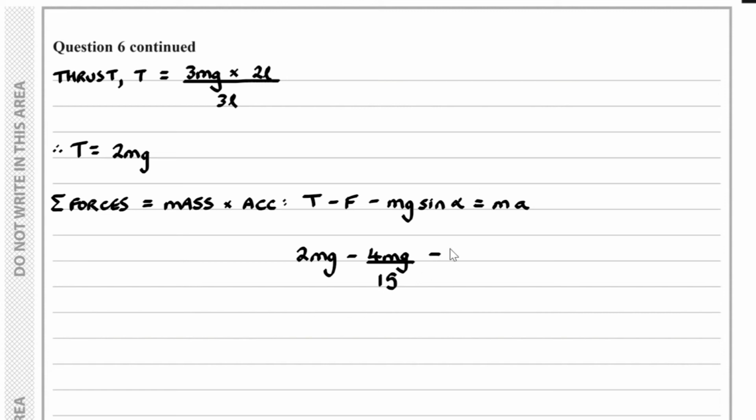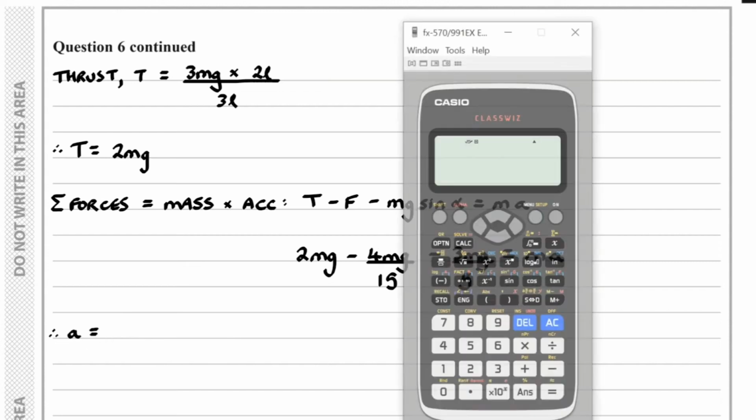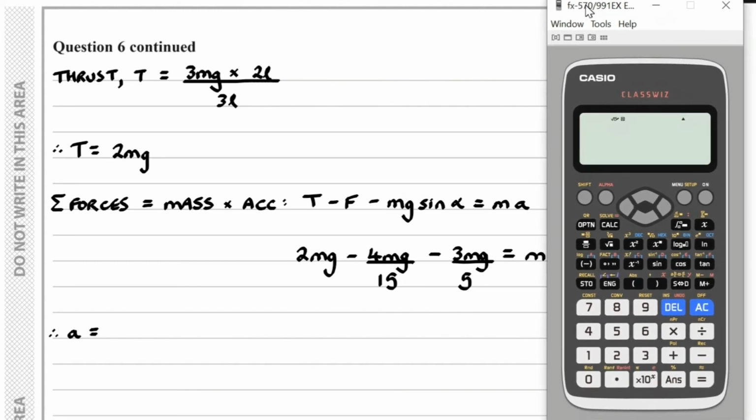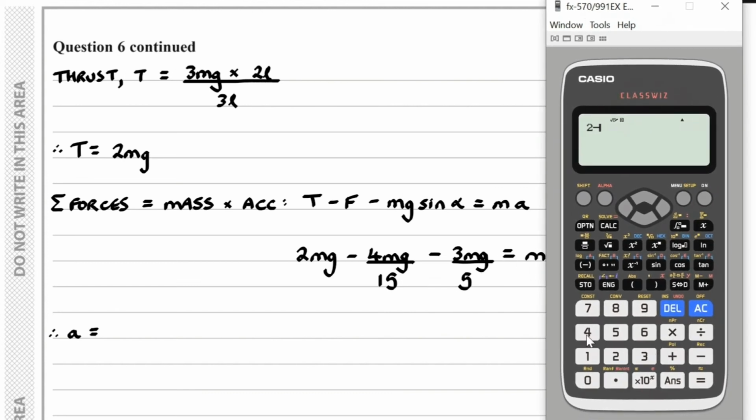And I know what sine alpha is, that's 3/5. So I'm going to subtract 3mg over 5. And this is equal to the mass times the acceleration. So from this, I can find out what the required acceleration is. With the m's cancelling, I've got 2 minus 4 fifteenths minus 3 fifths, which is 17 over 15. So I have 17g over 15 meters per second squared as my acceleration.